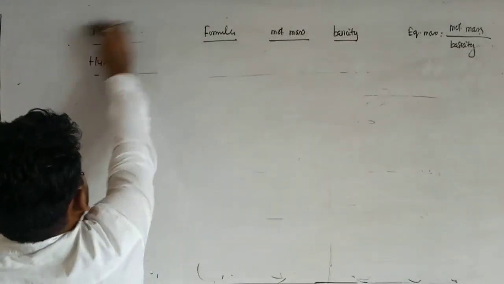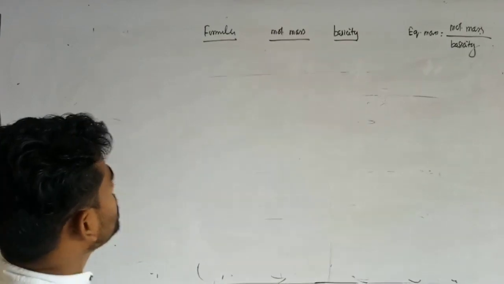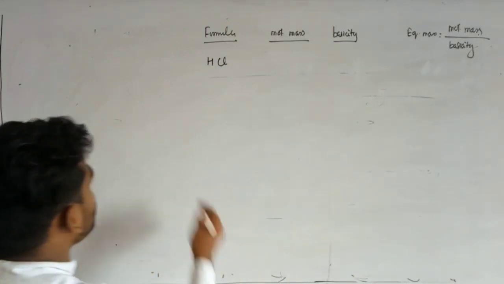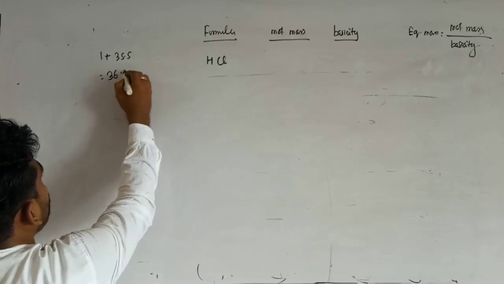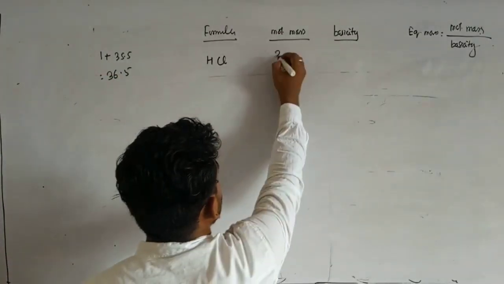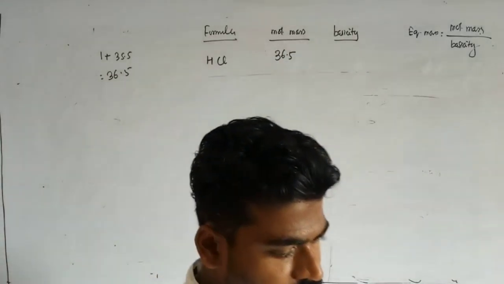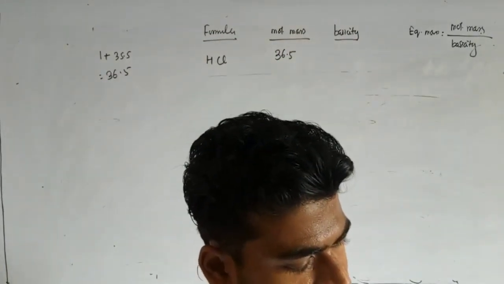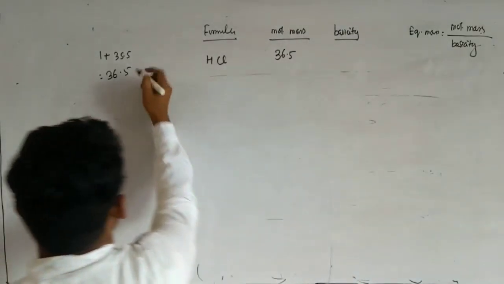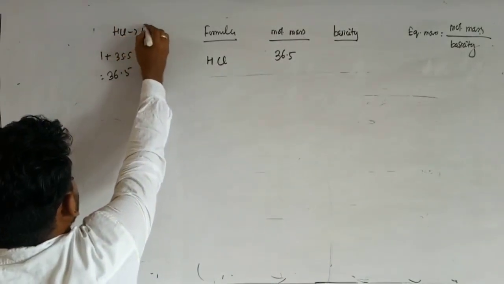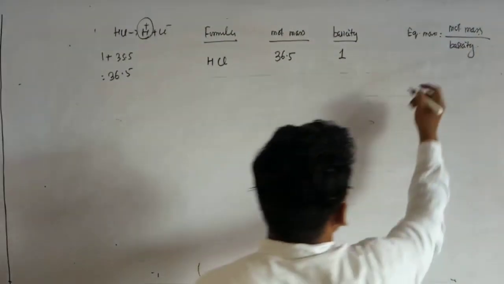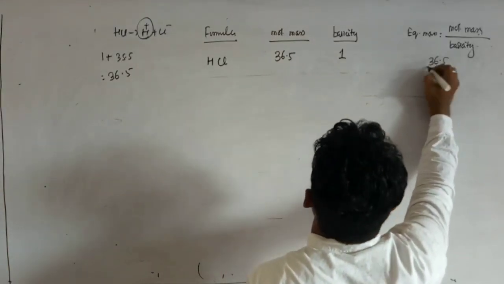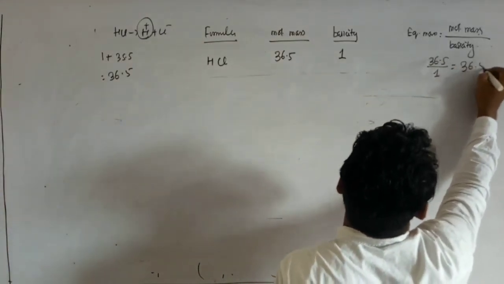Acid, let's say hydrochloric acid, HCl. Then its molecular weight is 1 plus 35.5, that will be equal to 36.5. Okay, molecular weight is 36.5. Then basicity: HCl gives 1 H plus and Cl minus, so 1 H plus is there, so basicity is 1. So equivalent mass will be 36.5 divided by 1, that is equal to 36.5.